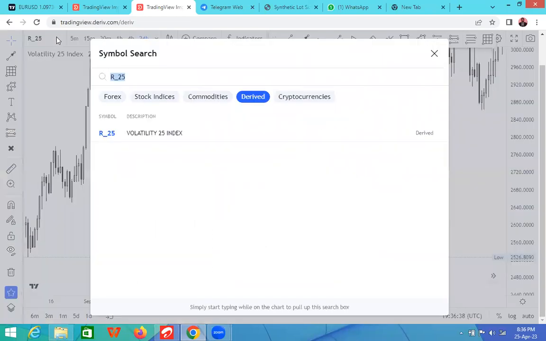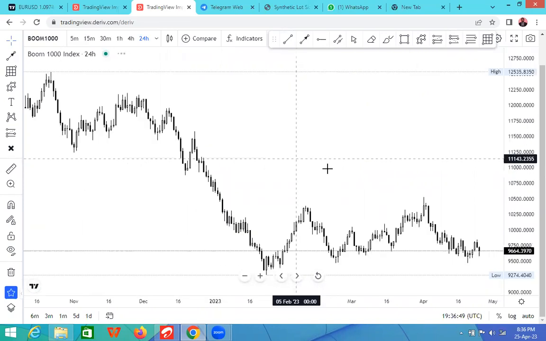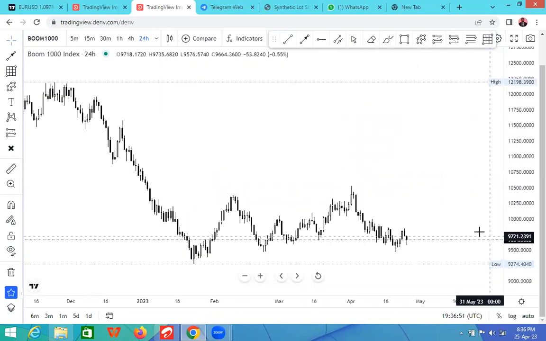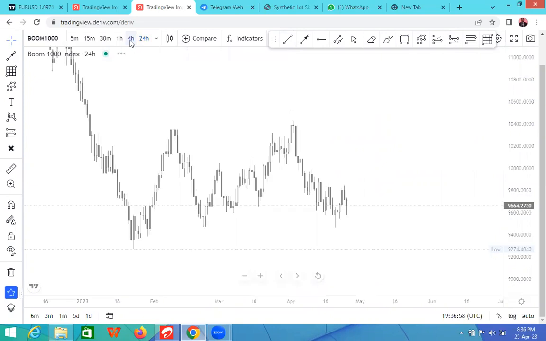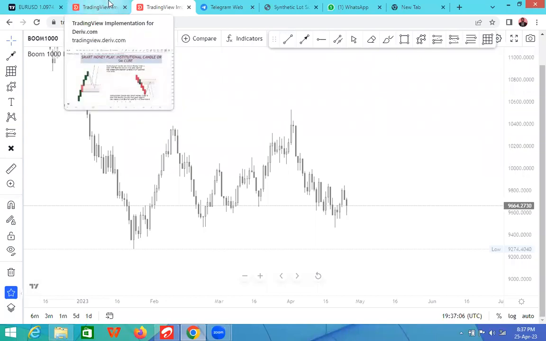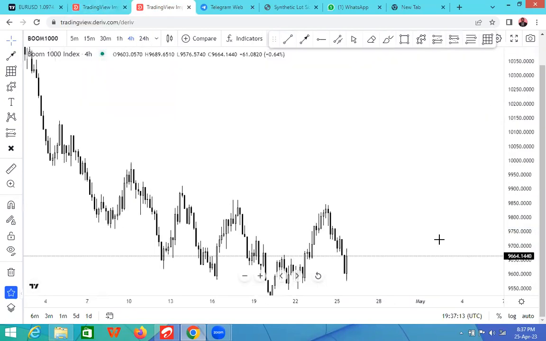Let's go to Boom 1000. Yes, I think I was showing Boom 1000 today. Was it H4 or daily? Okay, maybe H4. Let's see. If we can't get examples there, we'll just go through the whole asset list. We have over 25 assets here.